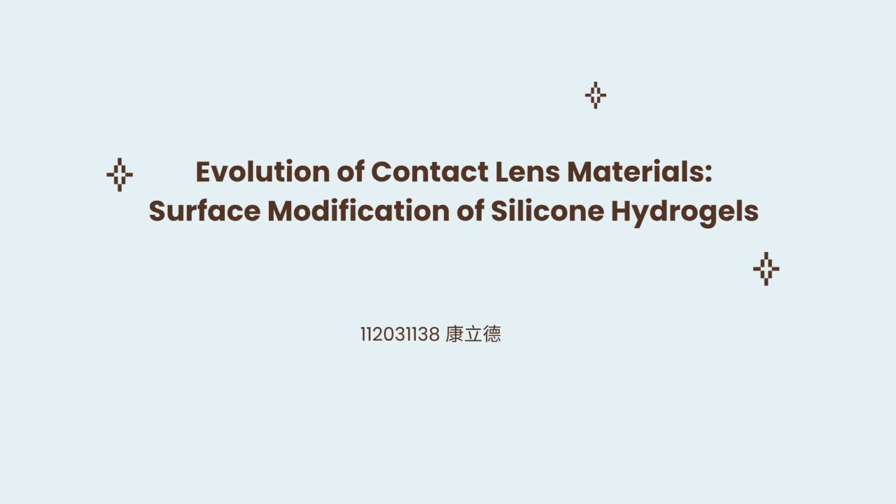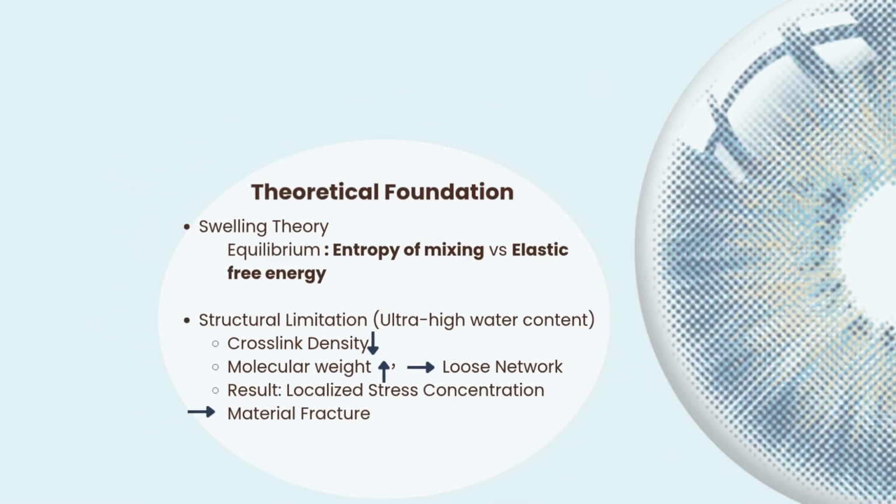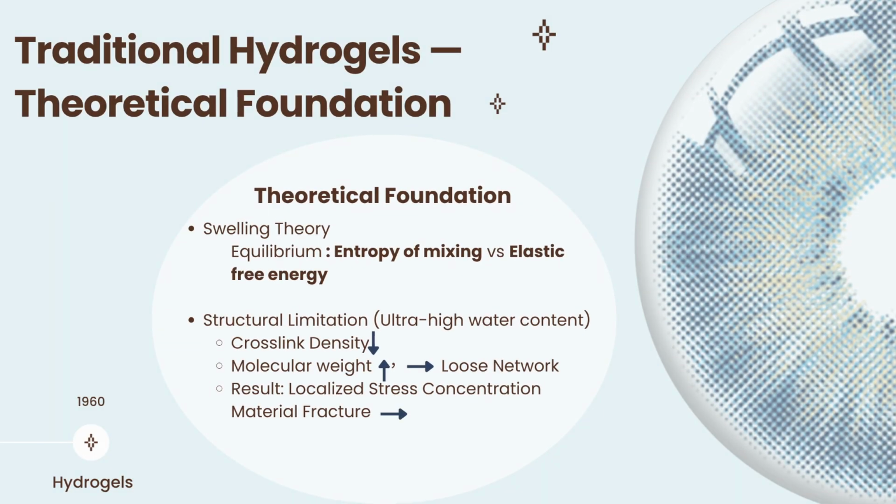Today, we will walk through the evolution of contact lens materials, shifting from bulk material adjustments to advanced surface and smart interface modifications. The timeline begins in 1960 with traditional hydrogels. The theoretical foundation of these materials relies on swelling theory, balancing the entropy of mixing with elastic free energy.